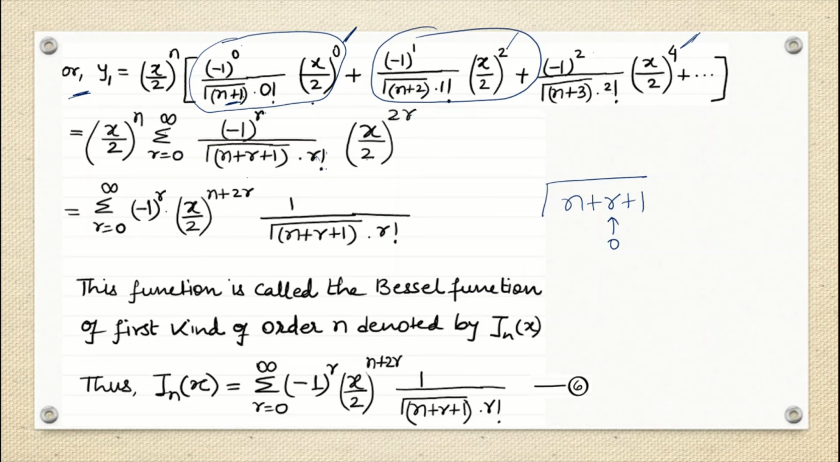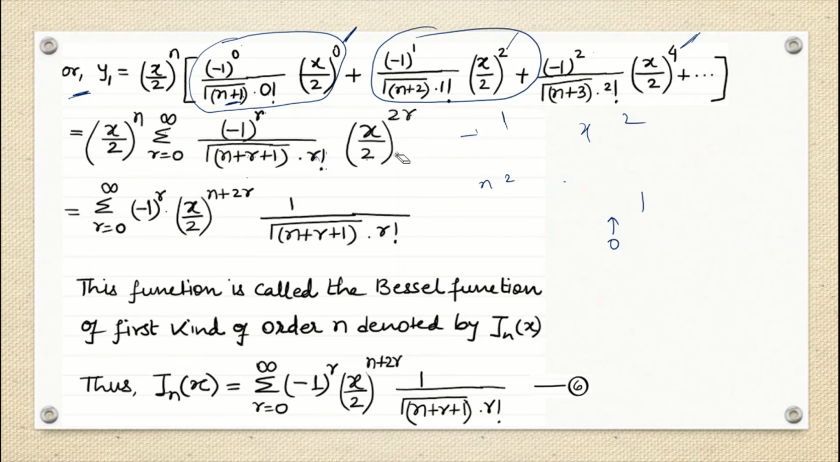If r value is 1, so it will be what? This will be minus 1 to the power 1. And here it will be r value 1, so n plus 2, right? This is n plus 2, factorial 1, and then (x/2) to the power n plus 2 into 1. So this is the generalized form, fine.